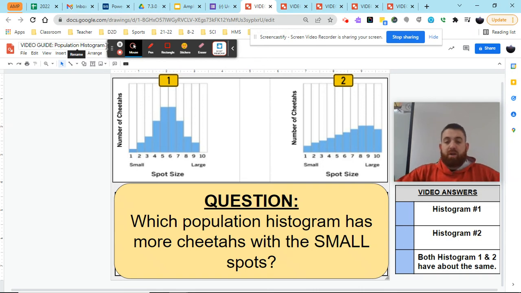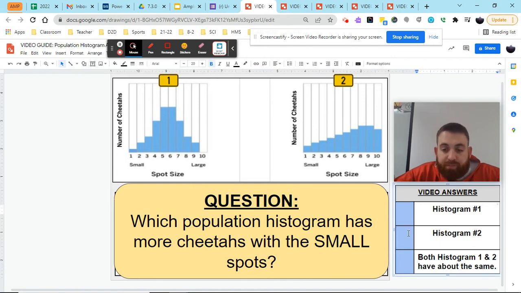Hey everybody, Mr. Regan here, and today we're going to be looking at a set of histograms that we have to decide which population histogram has more cheetahs with these small spots. So we compare histogram 1 and number 2. We have to decide which one shows a population with more cheetahs with small spots. Our options are histogram number 1, histogram number 2, or both histogram 1 and 2 have about the same.